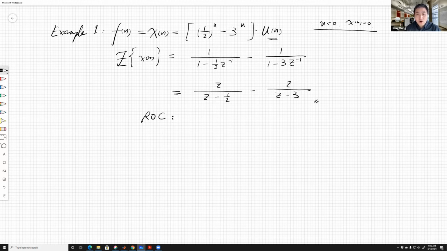Well, this is a causal signal. If it's a causal signal, that's the exterior of a circle, all the way to infinity. And in this case, I got 2 poles. P1 is half, P2 is 3. So the region of convergence is the exterior of a circle all the way to infinity, so therefore, the region of convergence has to be |z| > 3. Okay, so those 2 parts give me this expression and the region of convergence. Then we have a complete answer for the Z transform.